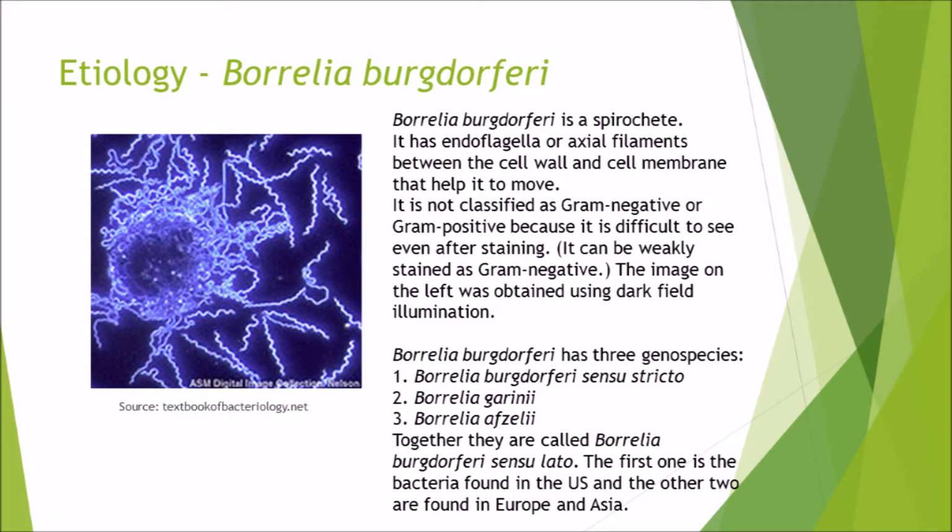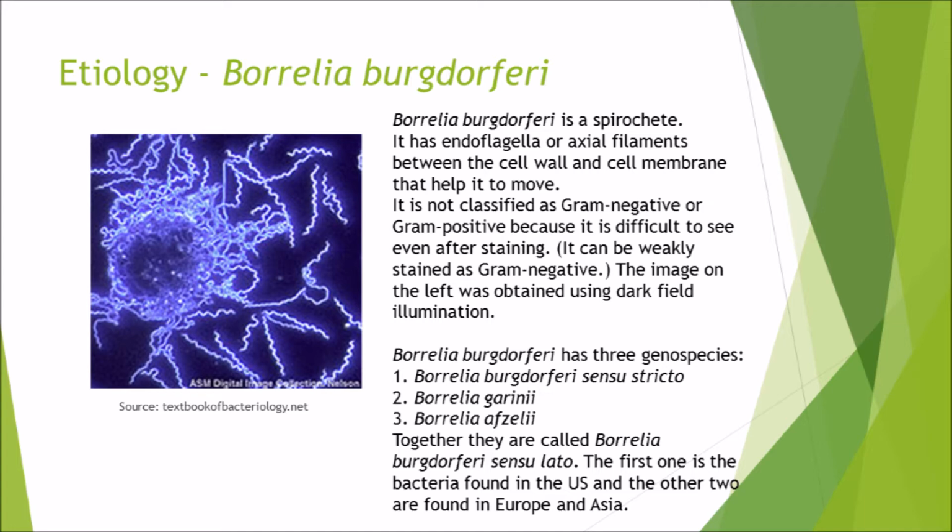My next slide is about the bacteria itself, Borrelia burgdorferi, what shape it has and whether it's gram-negative or gram-positive, and those other important characteristics that make it unique. Borrelia burgdorferi is a spirochete, which means it's spiral-shaped. Because it is a spirochete, it has the endoflagella, or axial filaments, between the cell wall and the cell membrane, and that is how it moves. This bacteria is not classified as gram-negative or gram-positive because it's too hard to see even after staining. It's because they're so thin.